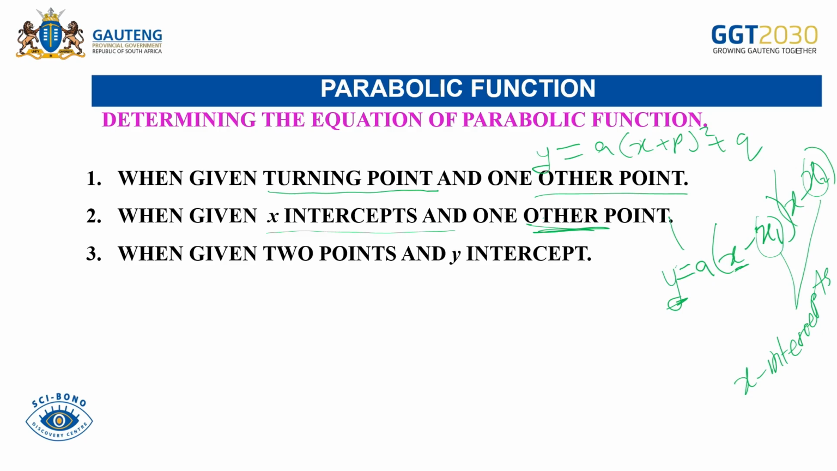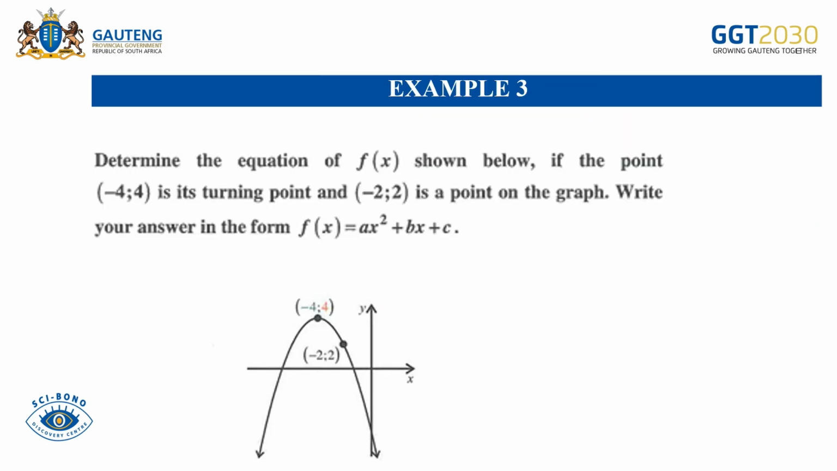Okay, moving to number 3, what if you are given 2 points and the y-intercept? So if you are given the y-intercept, you are going to use the equation y is equal to ax squared plus bx plus c, right? Whereby your c is going to be your y-intercept. Then these 2 other points, you'll substitute the first one, then you'll have the unknowns as a and b. Then if you substitute the other one, again, you'll have the unknowns as a and b. Then you are going to solve for a and b simultaneously. We have done that in term 1.